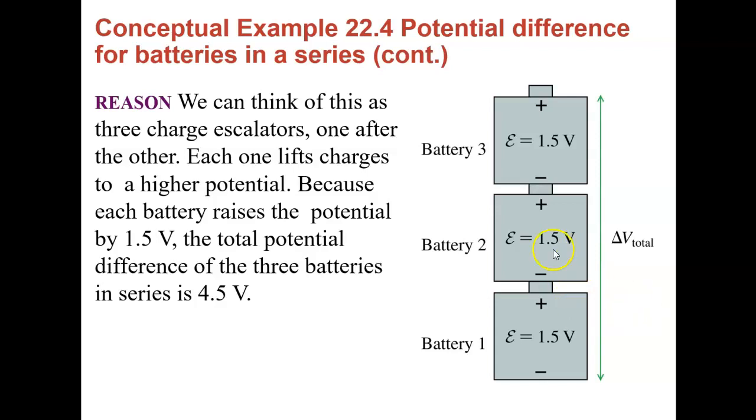So these could be double A's, triple A's, C's, and D's. They all have 1.5 volts. The only thing that really differs in each of those is the rate of current that's allowed to move through them.